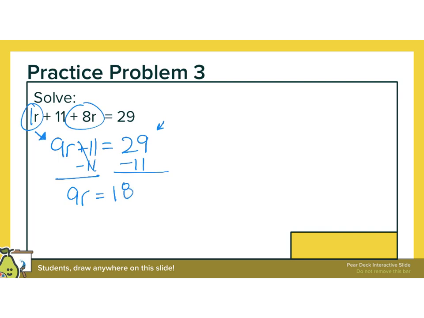Now I need to get the R by itself. Step 5 is to isolate by dividing. Divide both sides by 9. R equals 2. Write your answer in the box.